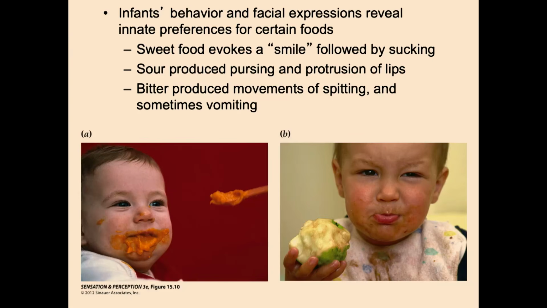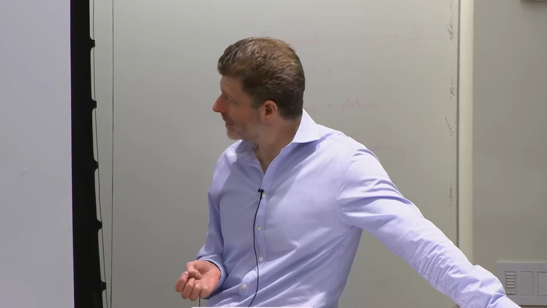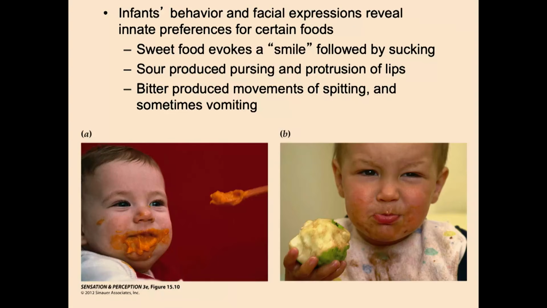And you can, again, look at infants to get a little bit of a window into this, right? Infants' behavior and facial expressions reveal apparently innate preferences for certain kinds of tastes. You give a baby something sweet, and they make a facial expression indicating a positive response. You give them something sour, they'll purse their lips. Bitter things will tend to cause them to spit things out.